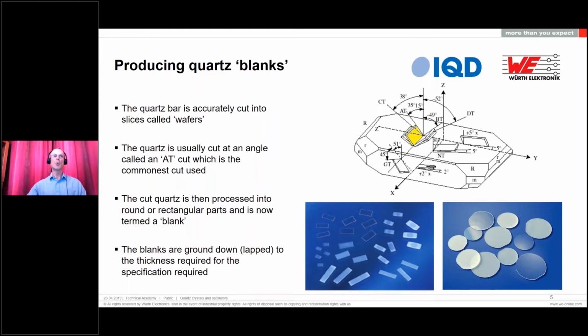After we've sliced the quartz, the cut quartz is then processed into round or rectangular parts and is now termed a blank. And these blanks are then processed and ground down to the thickness required for the specification required. In the two photographs you can see there, on the left we have a rectangular piece of quartz, and on the right, a circular piece of quartz. The rectangular quartz is generally used for small surface mount devices, whereas the round blanks tend to be used for lower frequencies and much larger through-hole devices.